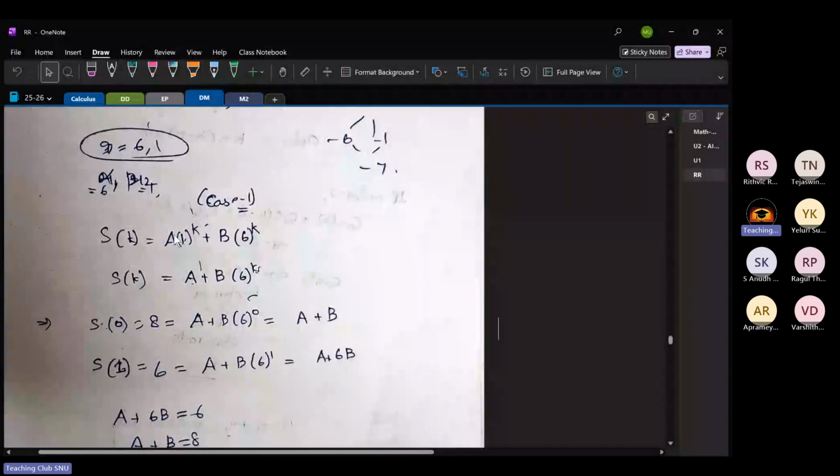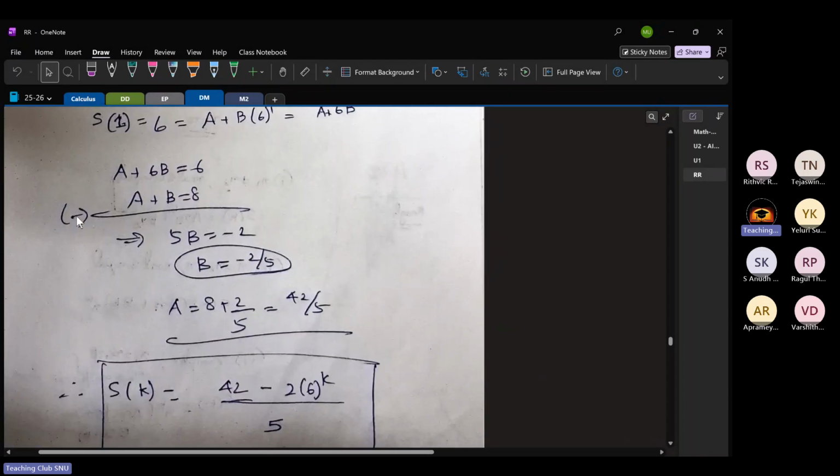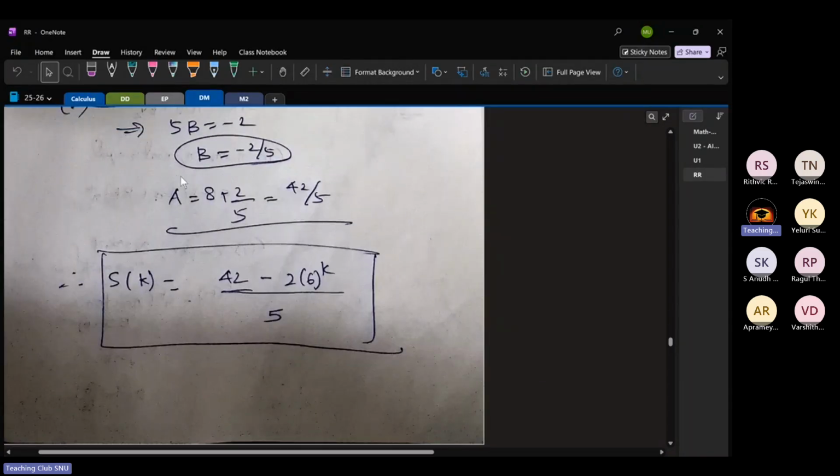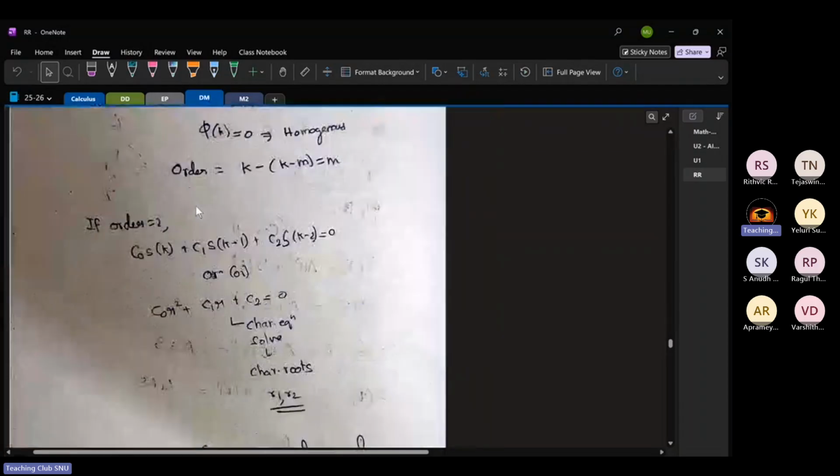You substitute the value, and you get this equation, but you don't know what a and b are. Substitute the initial conditions, solve the equations, get the values of a and b, and substitute them here. When you substitute, you get something like this nicely. So that is the homogeneous case.